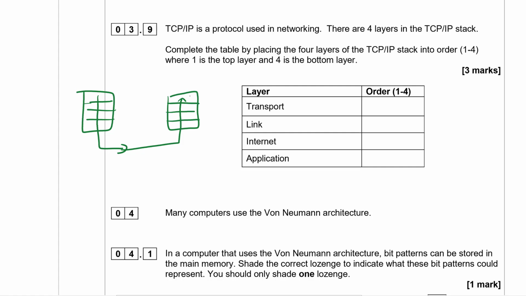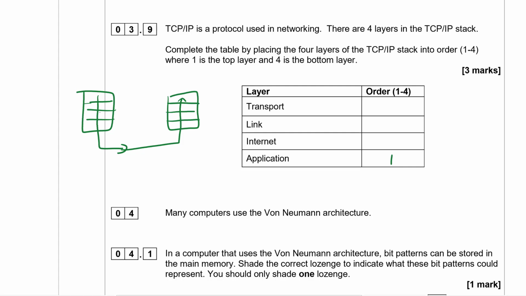So the layers are just an artificial thing computer scientists have come up with to sort of categorize aspects of this process. So the thing which starts and ends the communication is the application. So the application layer is our top layer. The application is what sends the packet. It's what receives the packet at the very end.